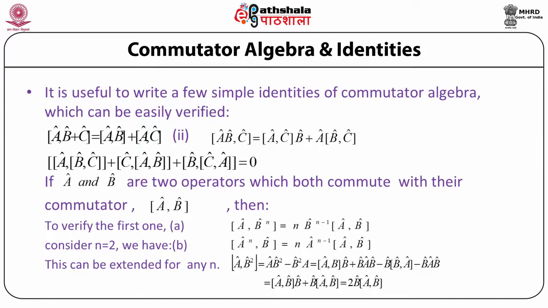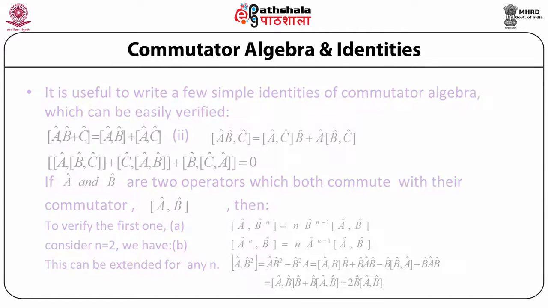operator A minus operator B operator A operator B, and this is equal to, after solving, commutator of operator A with operator B times operator B plus operator B times commutator of operator A with operator B, and this is equal to twice of operator B times commutator of operator A and operator B.